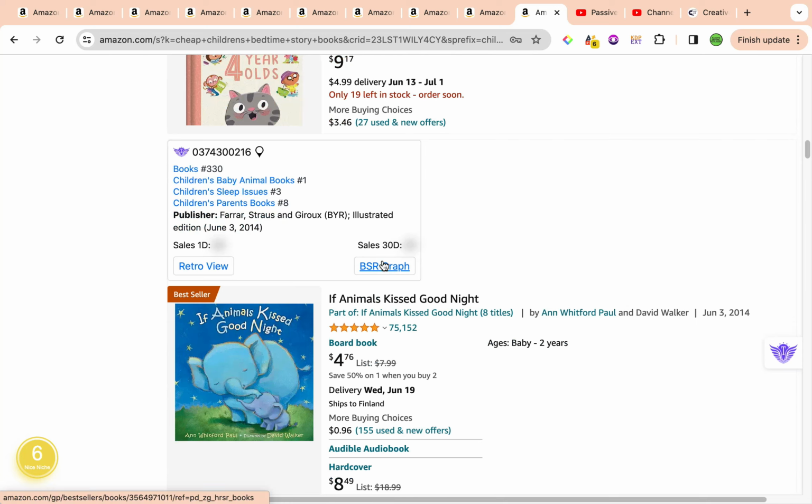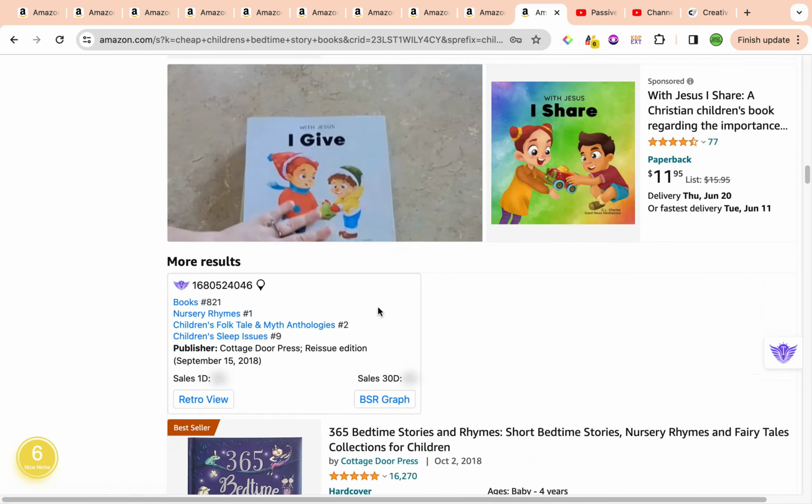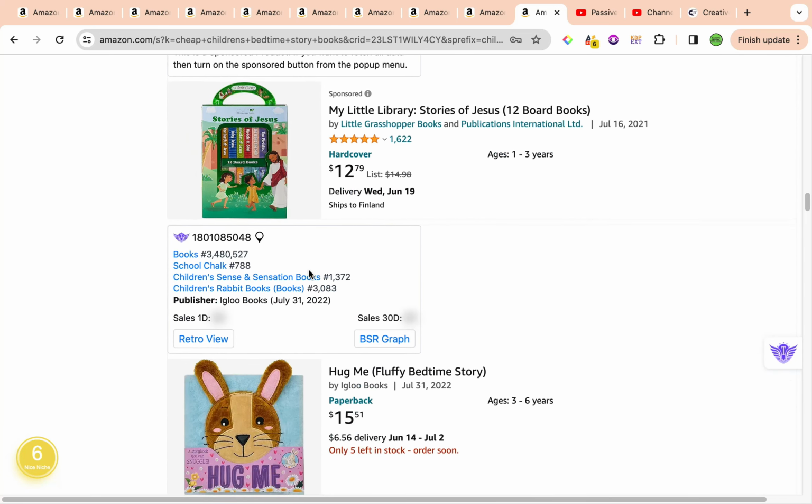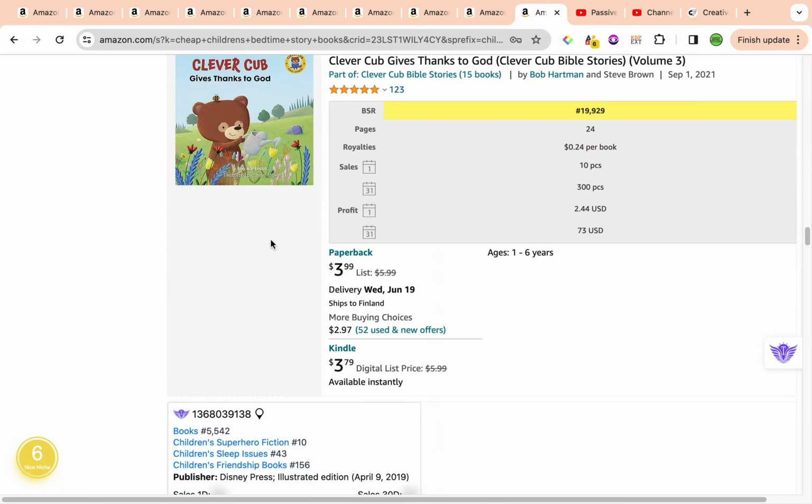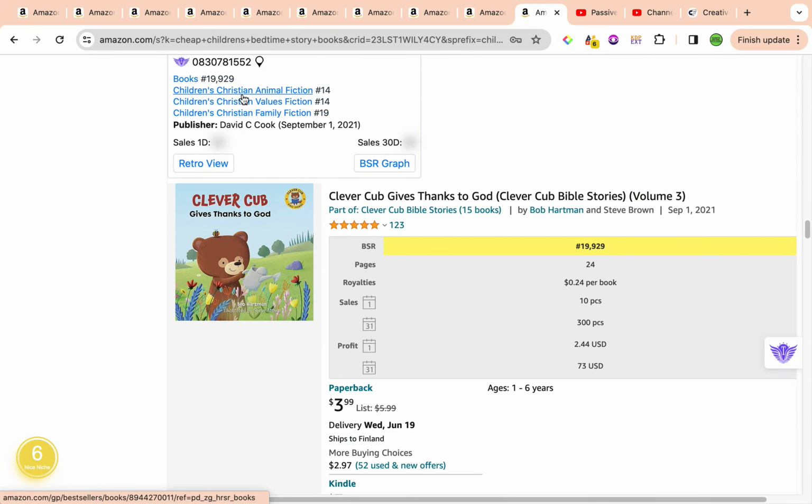Next we have 330 as the bestseller, 821. We've got 19,000. This one's at 19,929. And this book, titled Clever Cup Gives Thanks to God, is more of a Bible story, bedtime story book as well. And this is another niche that I've discussed, and there's a lot of gaps in that niche if you're willing to take it further.